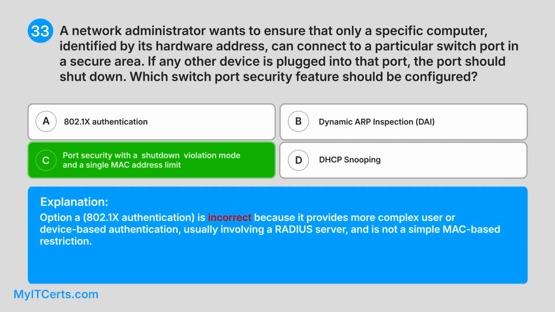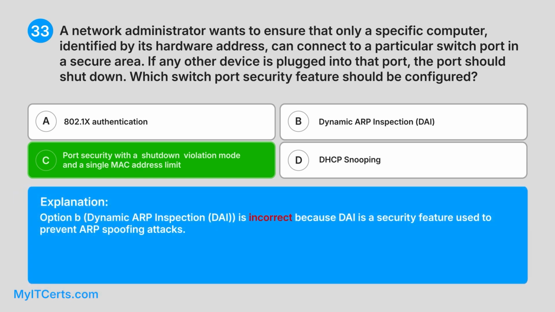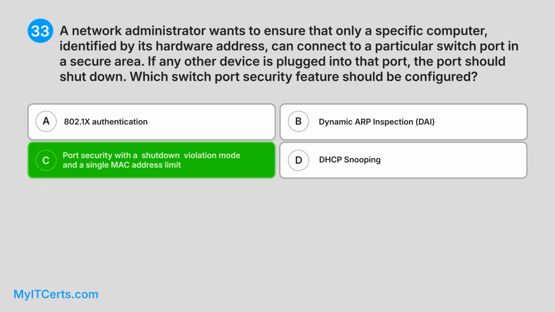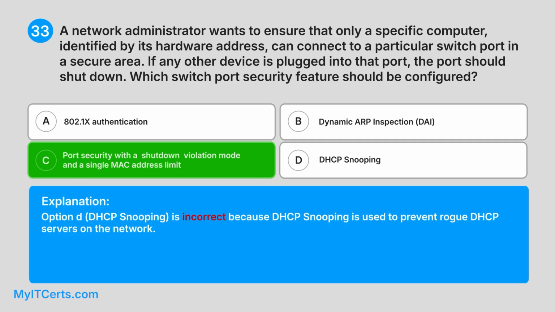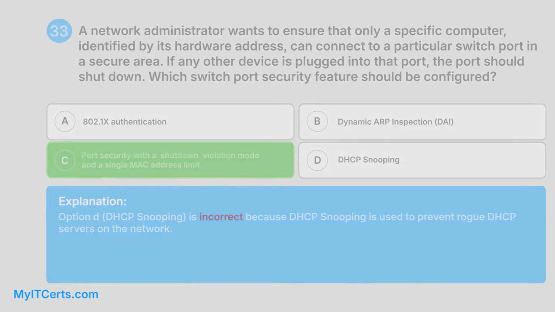Option A, 802.1X authentication, is incorrect because it provides more complex user or device-based authentication, usually involving a RADIUS server, and is not a simple MAC-based restriction. Option B, Dynamic ARP inspection, DAI, is incorrect because DAI is a security feature used to prevent ARP spoofing attacks. Option D, DHCP snooping, is incorrect because DHCP snooping is used to prevent rogue DHCP servers on the network.